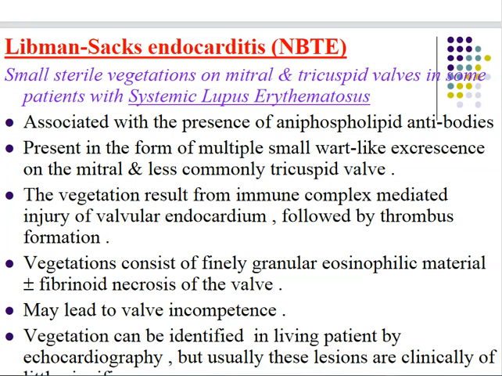The last type of endocarditis is named Libman-Sacks endocarditis. Libman-Sacks endocarditis represents small sterile vegetations on the mitral and tricuspid valves in some patients with systemic lupus erythematosus. This type of endocarditis is associated with the presence of antiphospholipid antibodies, in the form of multiple small wart-like excrescences or vegetations on the mitral and tricuspid valves, and these vegetations result from immune complex mediated injury of the valvular endocardium followed by thrombus formation.